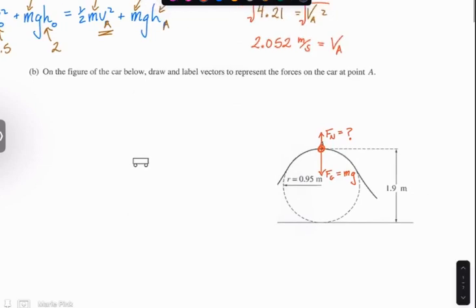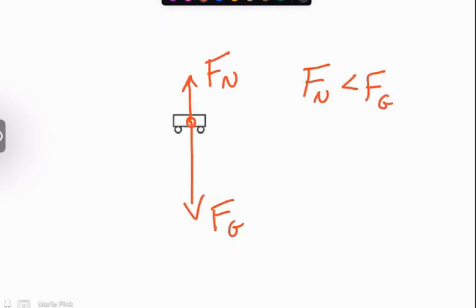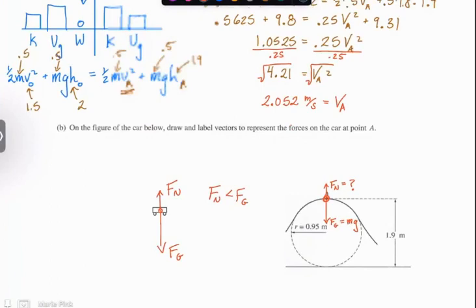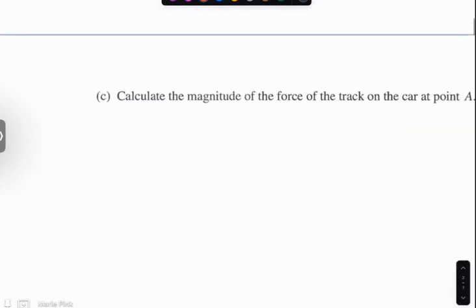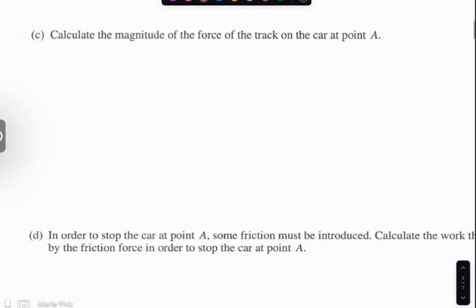So on here, I'm only going to put Fg and my normal force. And I'm going to make it obvious that normal force is less than Fg. So in part A, if there was friction, this work would not have been 0. Part C, now it says calculate the magnitude of the force of the track on the car at point A. In other words, I'm looking for what Fn is equal to.